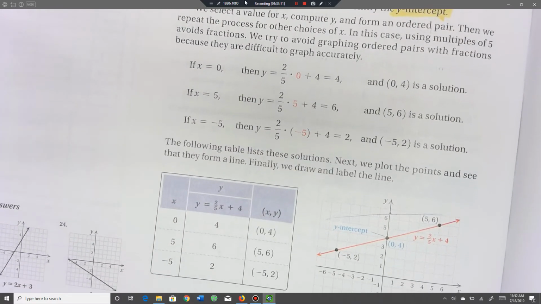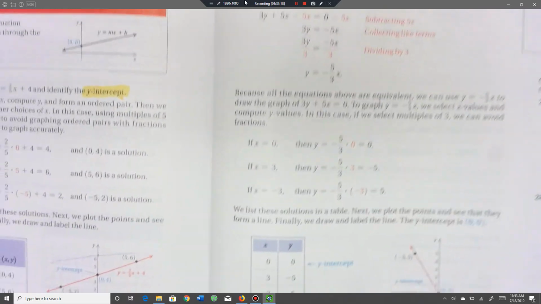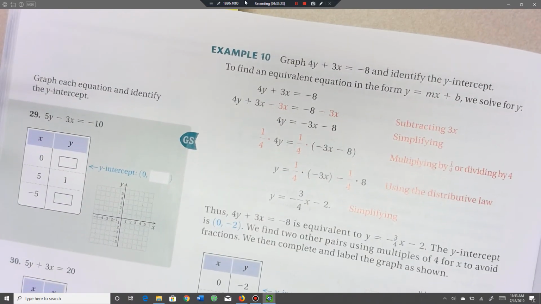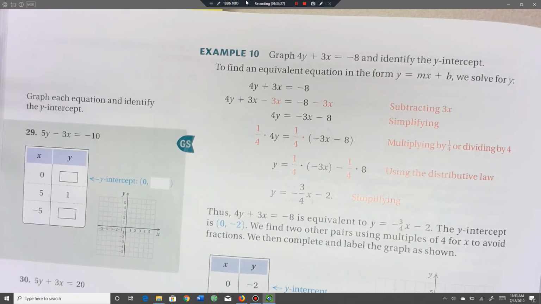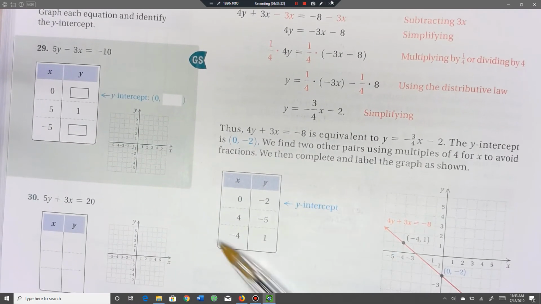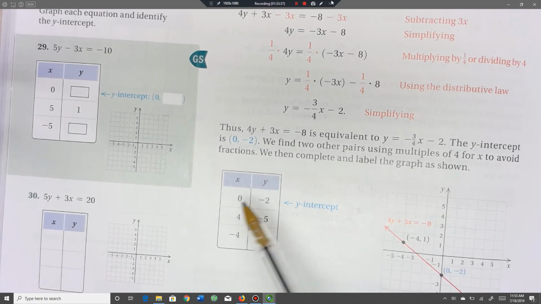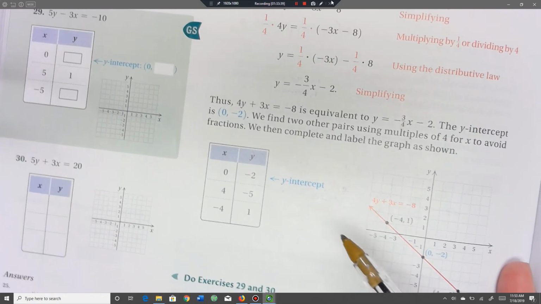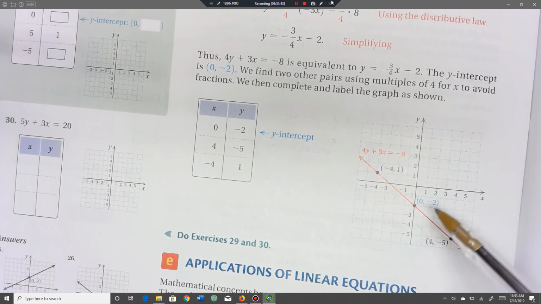Let's see what else. Y-intercepts. Yeah, all of this was practicing, and yeah, they're gonna ask you to graph first and then give them the y-intercept. Just go ahead and do that. You already know how to do that by using the table, doing it by trial and error. So graph the equation first, and then find out what your y-intercept is.